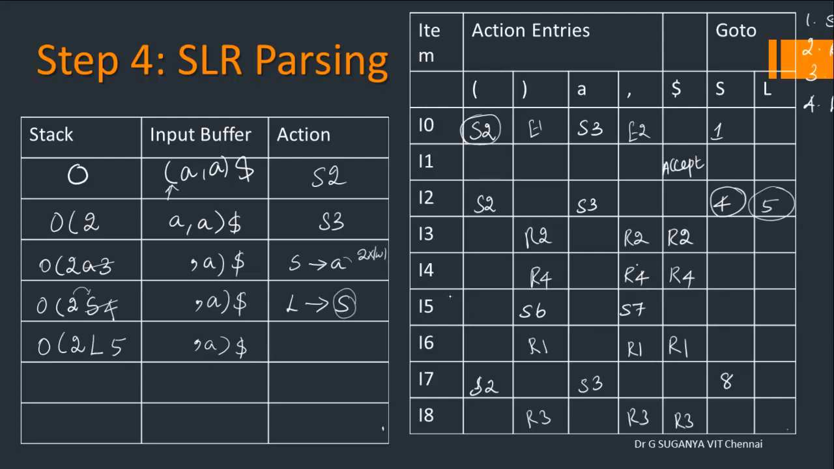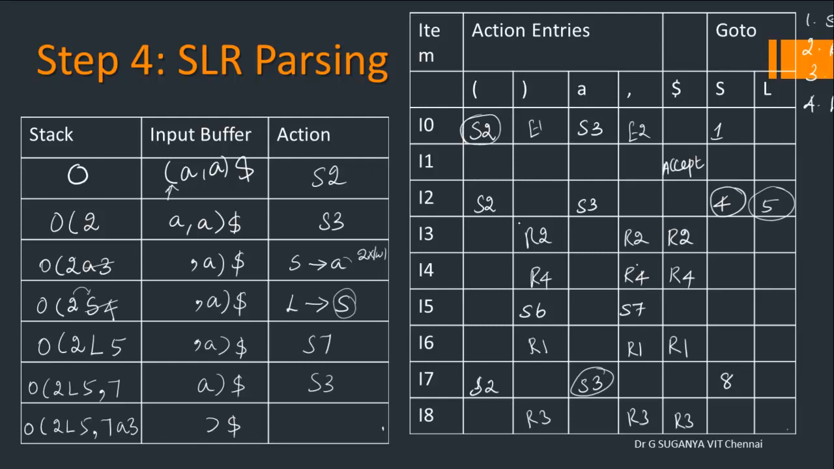Now 5 comma comma. So from I5 on this comma, it is S7. Okay, it is a shift operation. So the remaining thing will be left in the stack as it is. You have to shift in a comma, and then move on to 7, and what is left out is a. Now what is 7 comma a? Yeah, it is S3. Shift and move to state 3. So left bracket 2 L 5 comma 7 a, and then finally you have to move to state number 3, which is close bracket dollar.